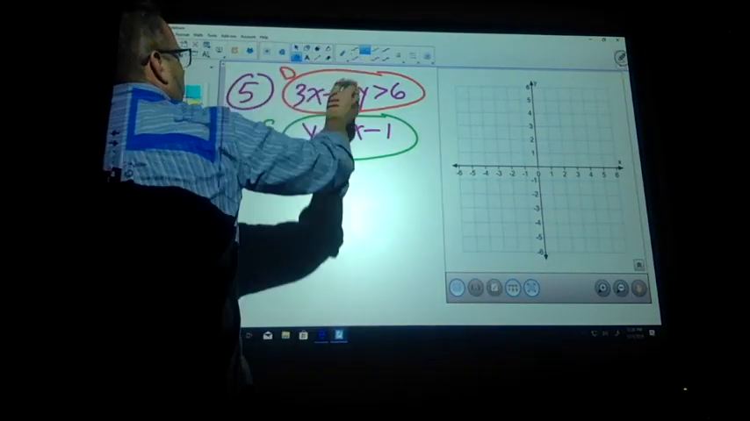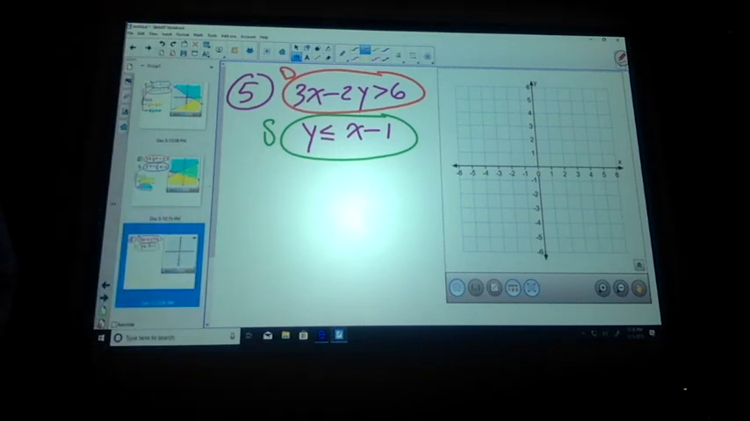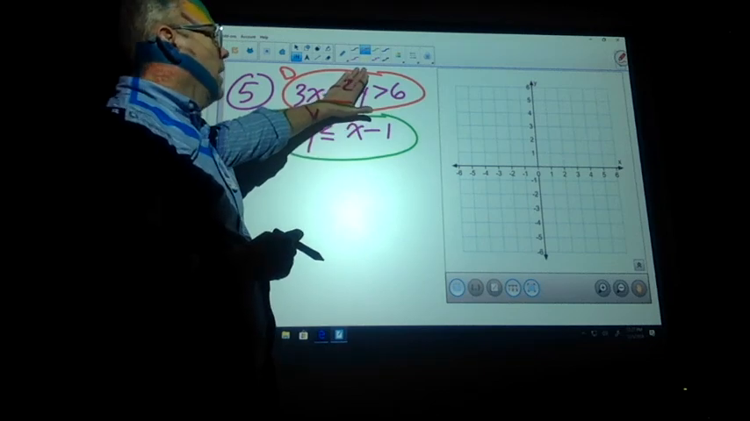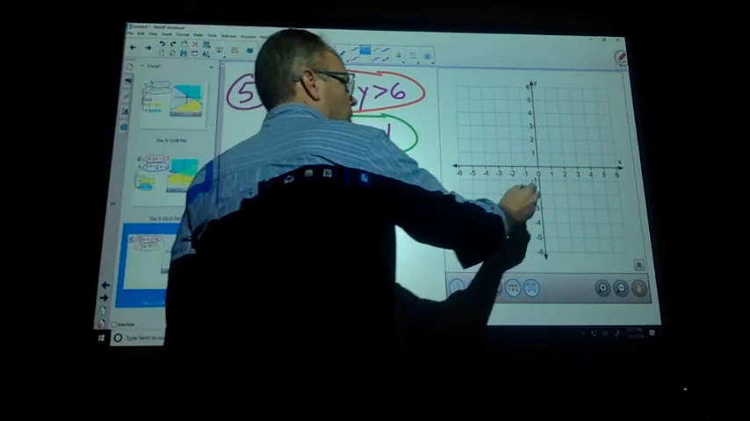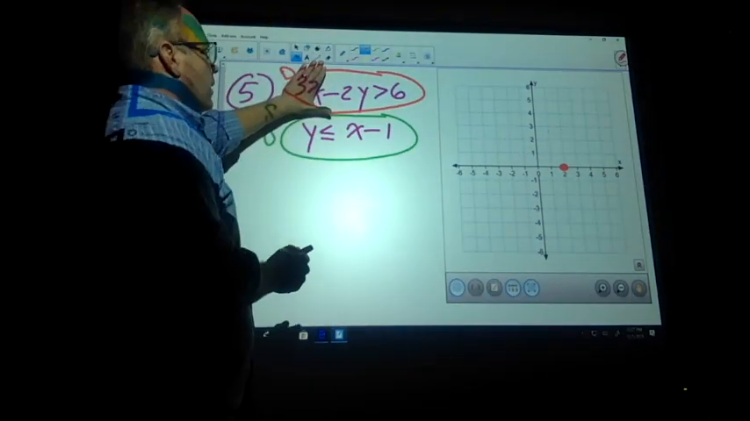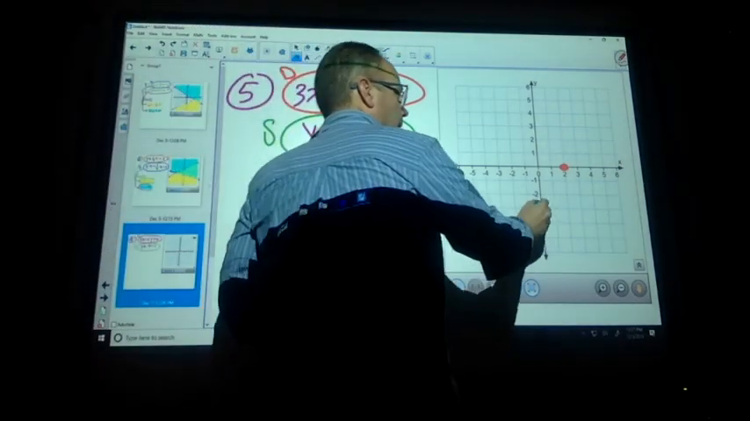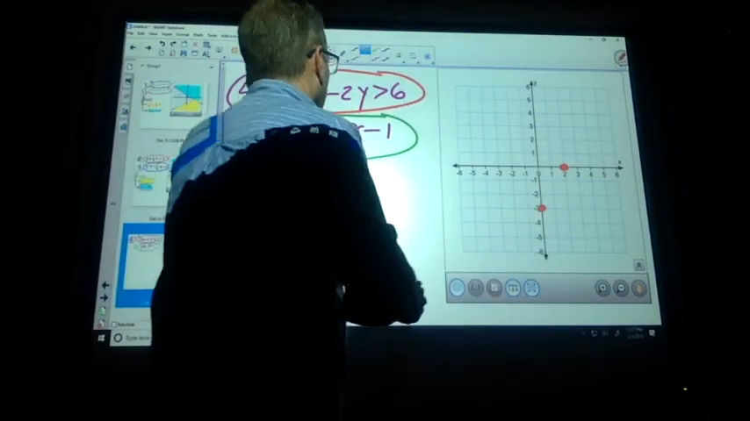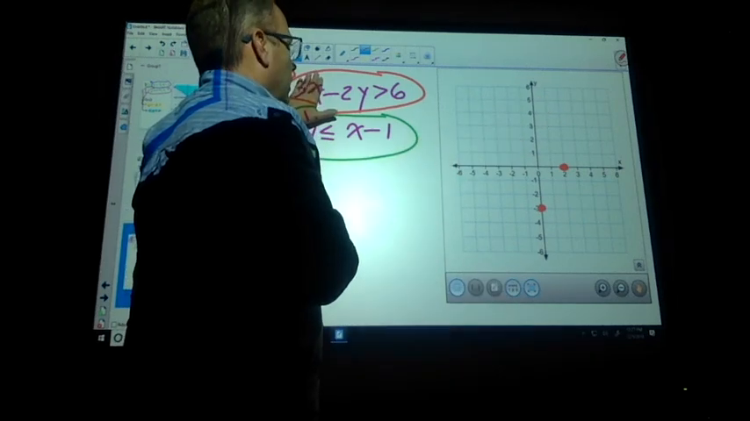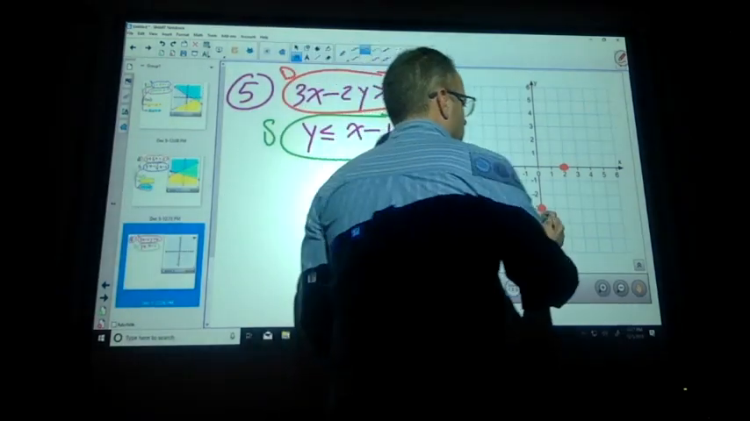Okay, so let's do our red line first. How's the red line set up? 3x. Cover method. So what's that? 2. So x is 2. And what's that? Negative 3, right? So negative 2y equals 6, so divide each side by negative 2. Cool. And that was dotted? Yeah.